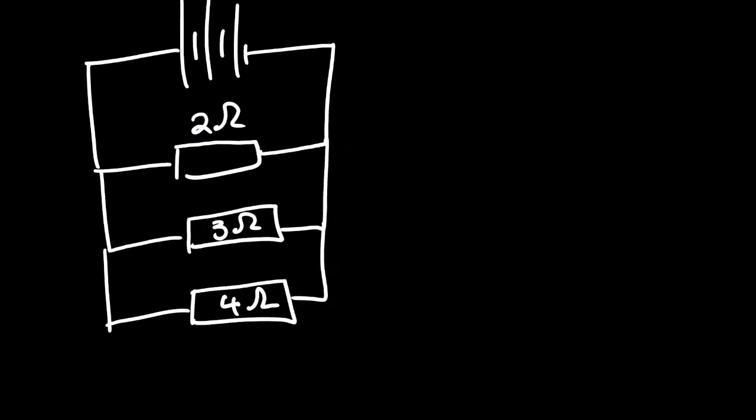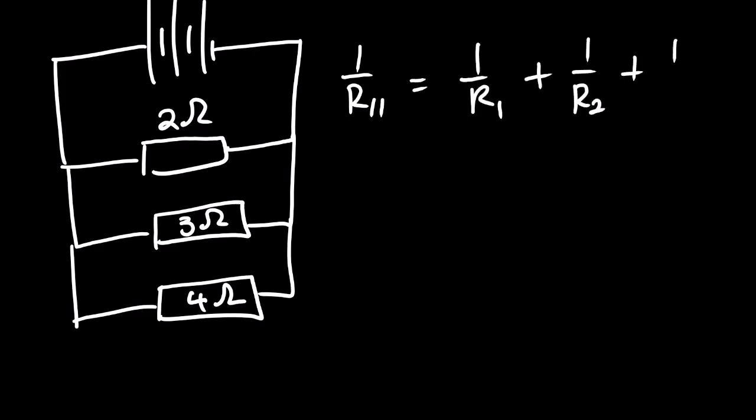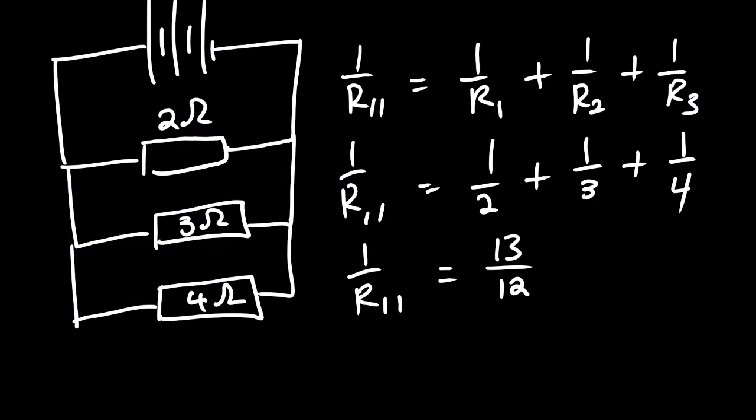Let us look at this example. We can see that we have a parallel connection consisting of 3 resistors. So it will be 1 over R parallel is equal to 1 over R1 plus 1 over R2 plus 1 over R3. 1 over R parallel is equal to 1 over 2 plus 1 over 3 plus 1 over 4. 1 over R parallel is equal to, we get the sum of these 3 fractions, we get 13 over 12.